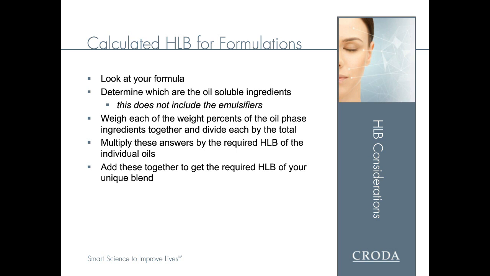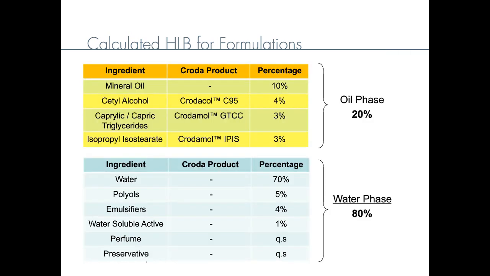On this slide, we have our sample formulation. In the yellow box, we have the oil phase, comprising 20% of the formulation. In the blue box is the water phase, comprising 80% of the formulation. For calculating HLB, we will take the oil-soluble ingredients into account, which for this formulation include mineral oil, cetyl alcohol, also known as Croda's Crodacol C95, caprylic capric triglycerides, known as Croda's Crodamol GTCC, and isopropyl isostearate, Croda's Crodamol IPIS.